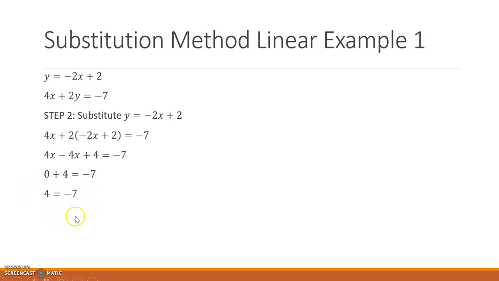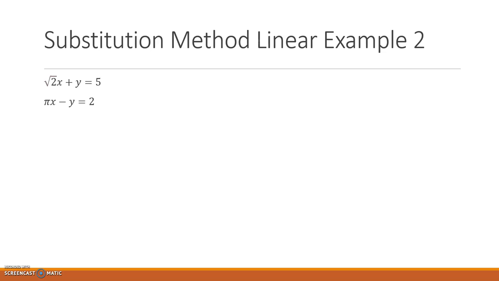Note that we did not find a value. We did not find our x equal to some number. We found 4 equals negative 7, which is not true. So this tells us that this system has no solutions. And if we were to graph this, we would find two parallel lines that would never intersect. Let's consider another linear example.